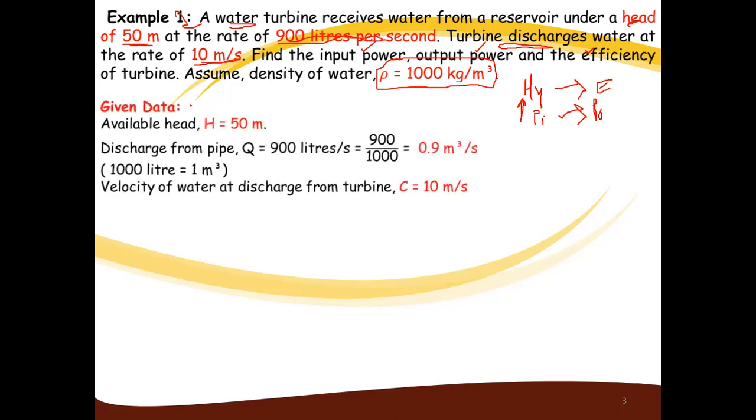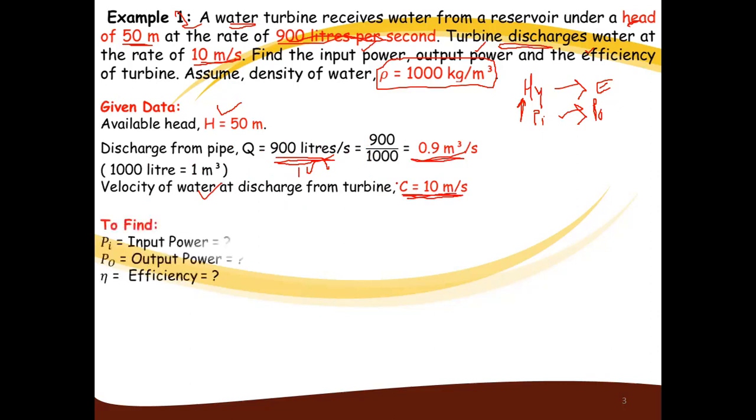So given data, we have an available head of 50 meter. Now the discharge from the pipe is given, that is Q, 900 liters per second. So we have to convert it into meter cube per second. So it is 900 divided by 1000. Liters into meter cube, we have to divide by 1000. So 1000 liter is equal to 1 meter cube. So 900 divided by 1000 is 0.9 meter cube per second. Now again, velocity is given, the velocity of water at the discharge point from the turbine. So C is the velocity. C is equal to 10 meter per second.